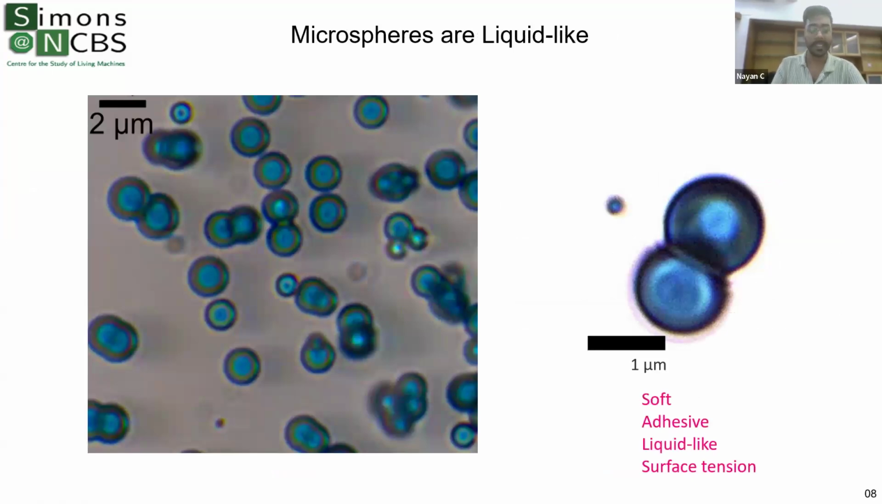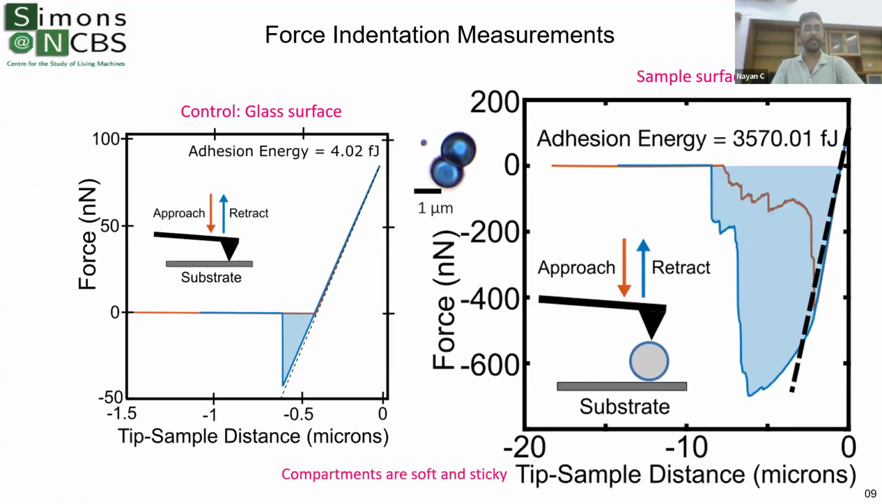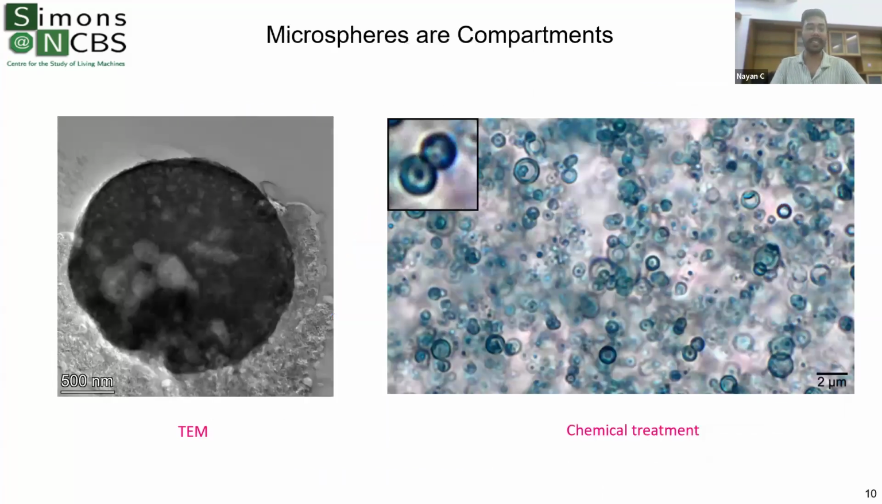We then characterized their physical properties. From microscopy, they're liquid-like with soft and adhesive interfaces with signs of surface tension. In order to quantify some of this softness and adhesiveness, we subjected them to force indentation measurements. Here, the control is a glass surface, and on the right side is our sample, which is subjected to force indentation. From these measurements, we do indeed see these microspheres are quite soft and quite sticky also, and we can compute an adhesion energy from these force measurements. So indeed, they're soft, sticky, and liquid-like, and we wanted to image their interiors also.